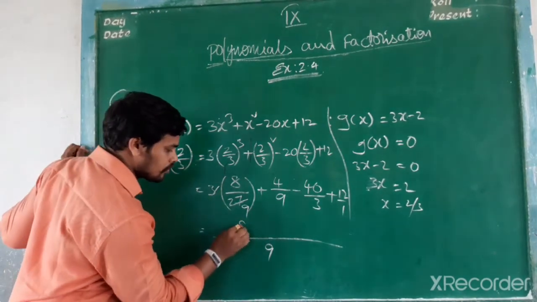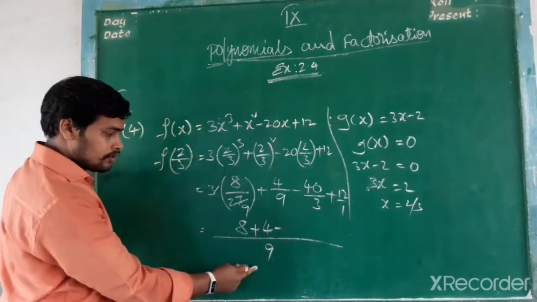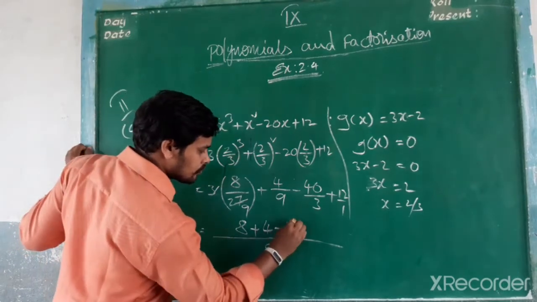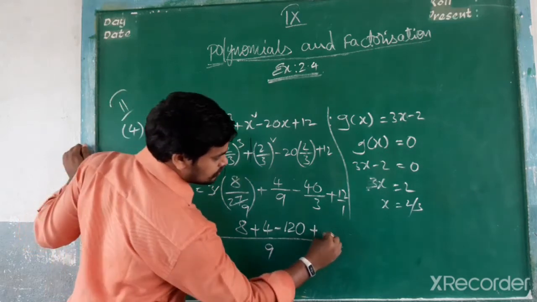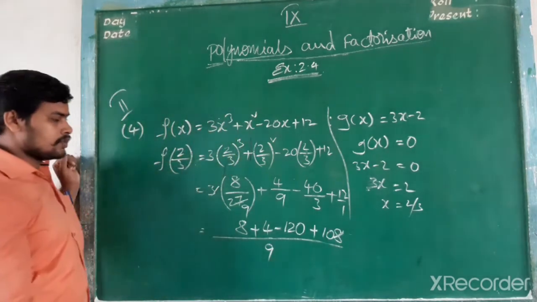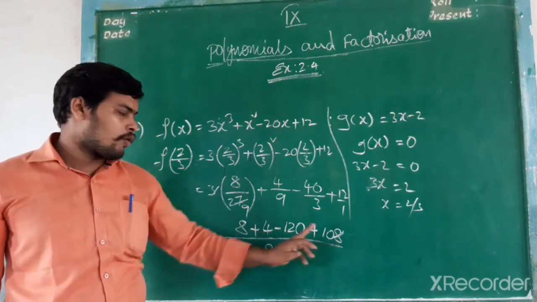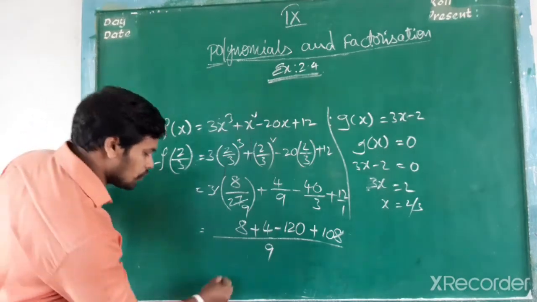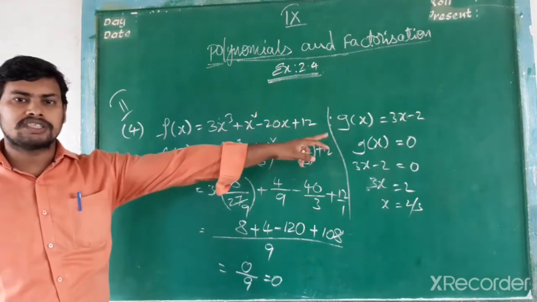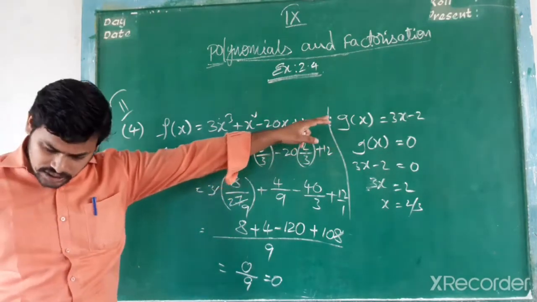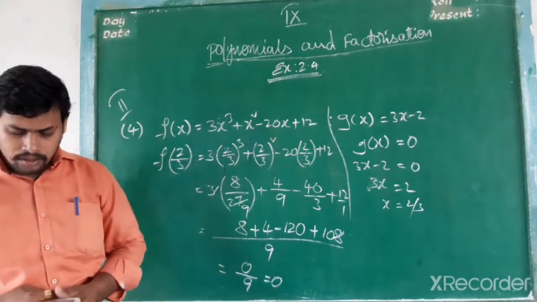9 in 9, 1 time, 1 into 8 is 8, plus 9 in 9, 1 time, 1 into 4 is 4, minus 3 in 9, 3 times, 3 into 40 is 120, plus 1 in 9, 9 times, 9 into 12 is 108. Okay, 8 plus 4 is 12, 12 plus 108 is 120, 120 minus 120, the result is 0. So 0 by 9. So here g of x is also a factor. g of x is a factor of f of x. Next, move on to the third sum.